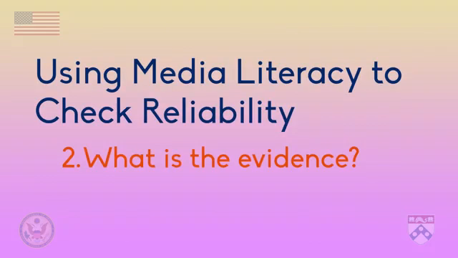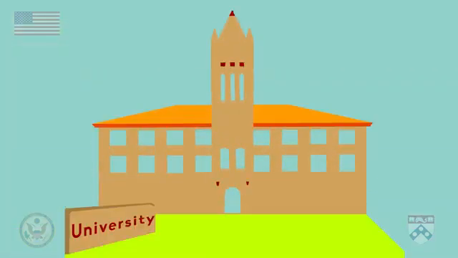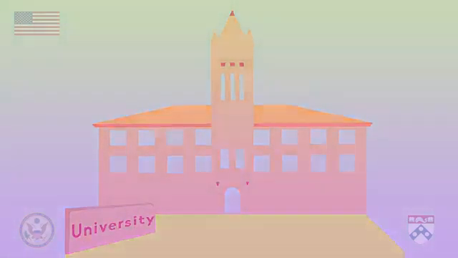The second way to check for reliability is to try to find evidence. Look for research by universities or statistics from credible sources. Remember this rule: if you see a big claim in social media, then you should ask for big evidence. In other words, if the information in a post is very exciting or important, then you should be able to find good proof easily.